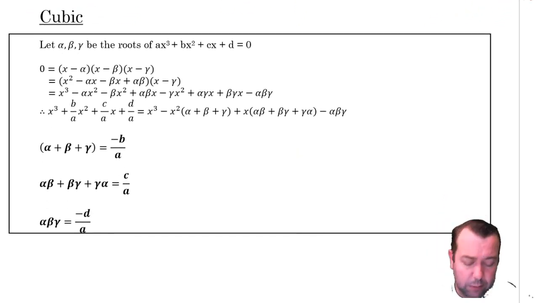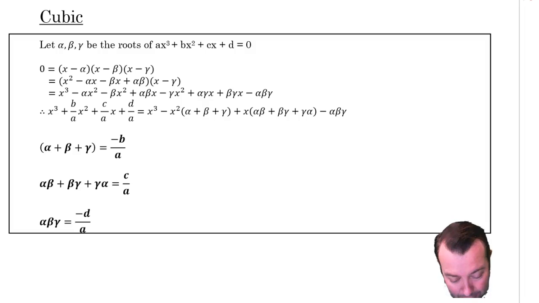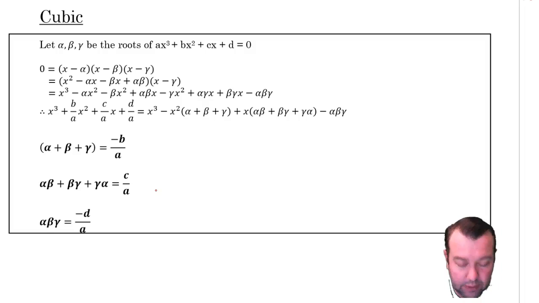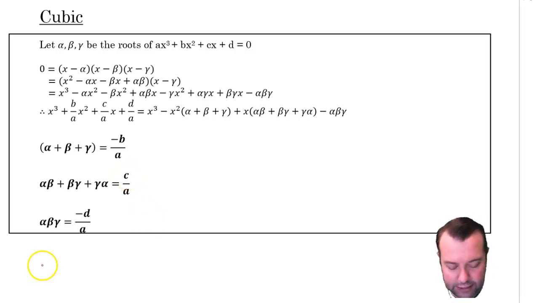Now for cubics, it gets a little bit more complicated. The sum of the roots, alpha plus beta plus gamma, is equal to minus b over a. The sum of the pairs, that's alpha beta plus alpha gamma plus beta gamma, equals c over a. And the product of all 3 roots is negative d over a. So negative b on a, positive c over a, negative d over a.